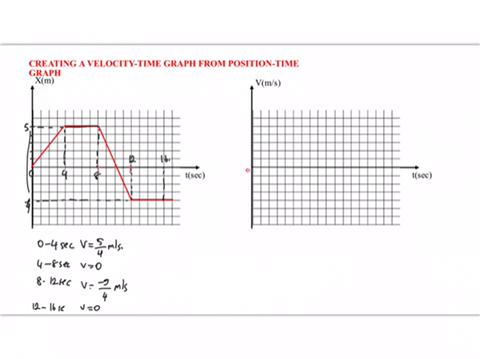Between 0 to 4 seconds, the velocity is positive, equal to 5 over 4 meters per second. Between 4 to 8, the velocity is 0. Between 8 to 12, the velocity is equal to minus 9 over 4 meters per second. And after 12 seconds, its velocity is again 0.